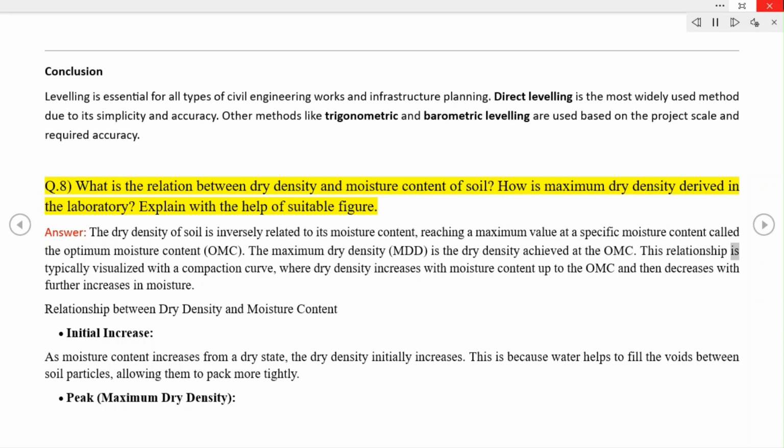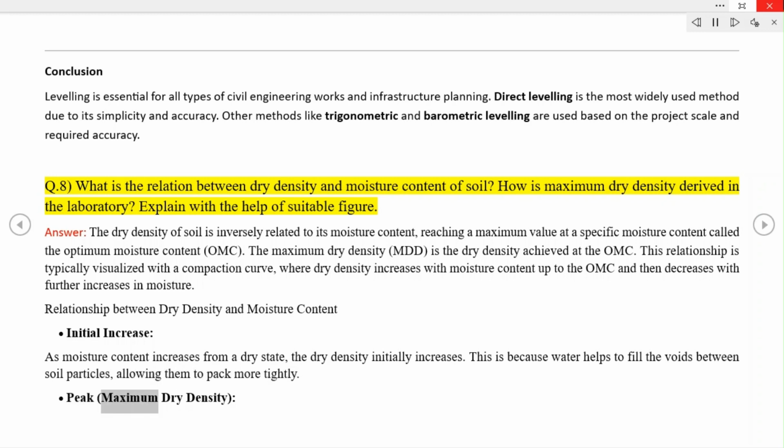This relationship is typically visualized with a compaction curve, where dry density increases with moisture content up to the OMC and then decreases with further increases in moisture. Relationship between dry density and moisture content. Initial increase. As moisture content increases from a dry state, the dry density initially increases. This is because water helps to fill the voids between soil particles, allowing them to pack more tightly.